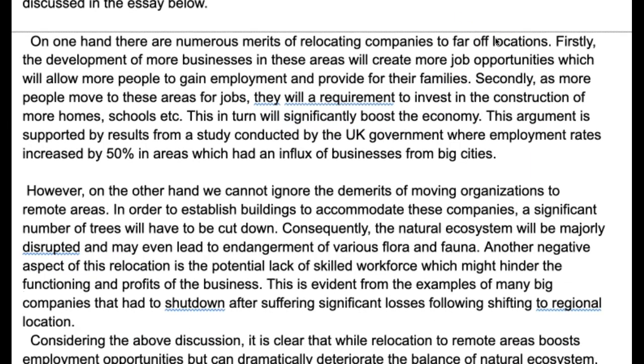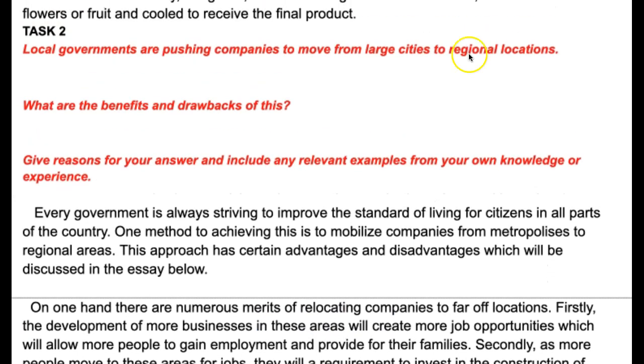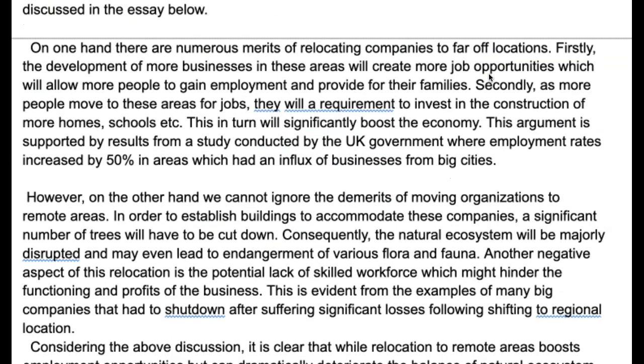On one hand, there are numerous merits of relocating companies to far-off locations. Are we going for far-off locations, or are we just going to regional locations? Just be careful there.